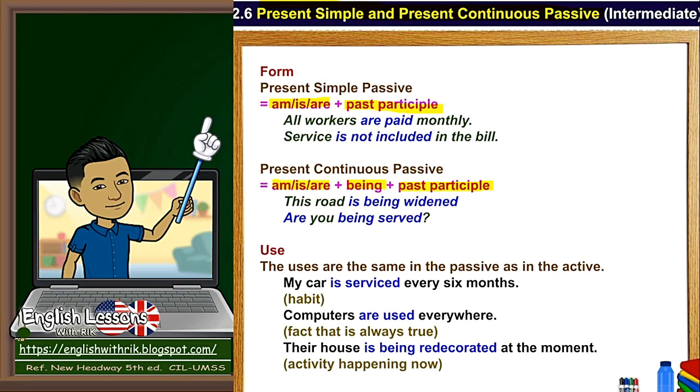Use. The uses for the present simple passive and present continuous passive are the same as in the active form. My car is serviced every 6 months. Computers are used everywhere. Their house is being redecorated at the moment.